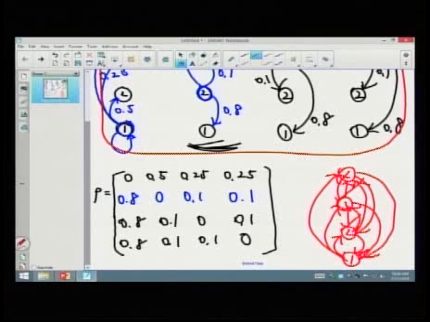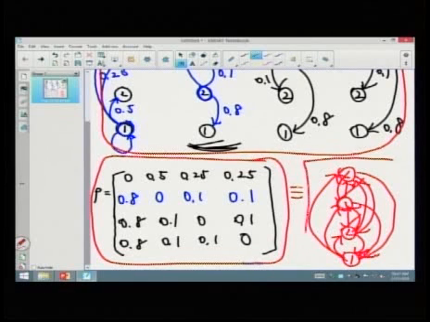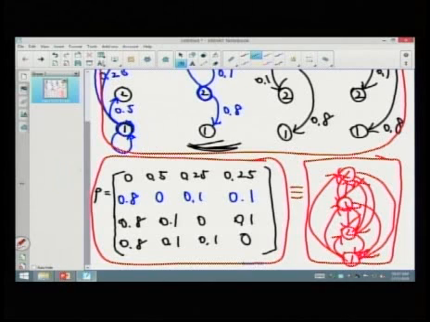So it's pretty complicated, right? But that's what you're supposed to do because those are identical. From this P matrix, you should be able to draw this transition diagram or vice versa. From this transition diagram, you should be able to obtain this P matrix. Okay? Any questions so far?